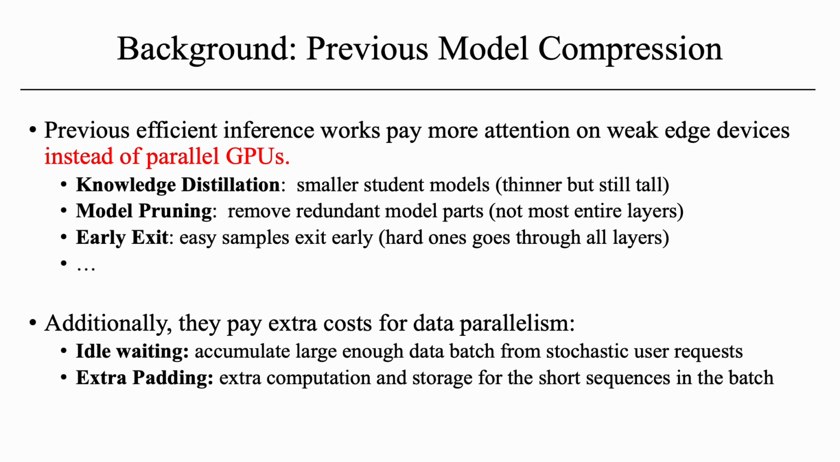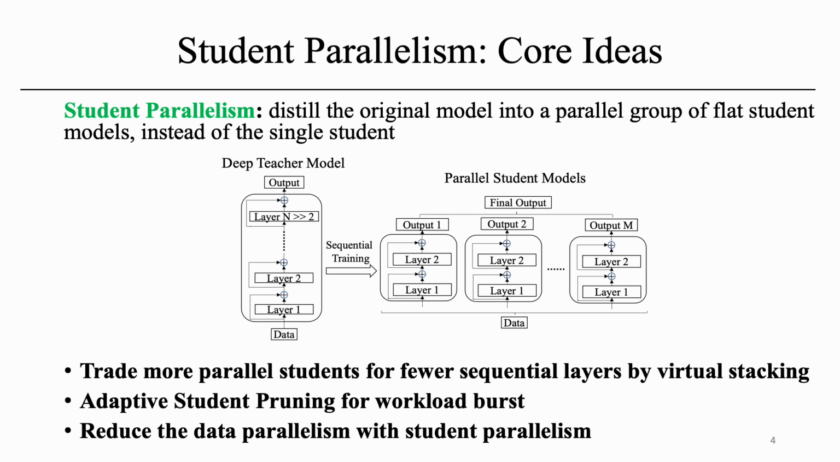Previous efficient inference works pay more attention to weak edge devices instead of parallel GPUs. Therefore, they tend to reduce the overall model size rather than the transformer layer number. Additionally, they have to pay extra costs of idle waiting and extra padding to form large enough data batches for data parallelism. To solve these problems, we proposed the novel student parallelism.